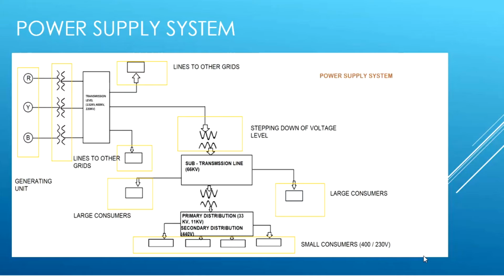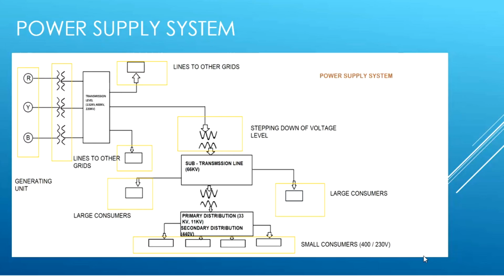And according to need, other grids are used, using this level of voltage. Then we have a sub transmission line that reduces the voltage level to 66 kV. If there are large consumers or any area which needs a high voltage level, then we use the sub transmission line there, of 66 kV.